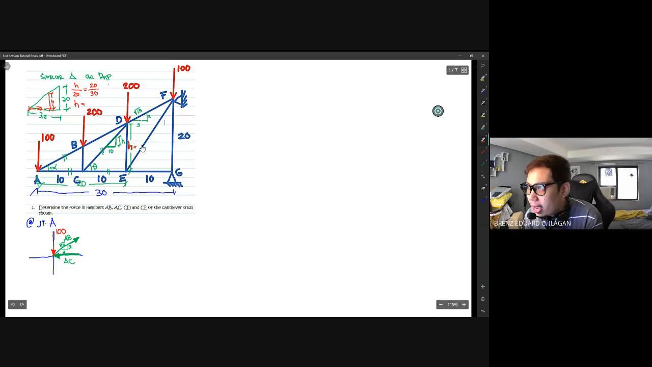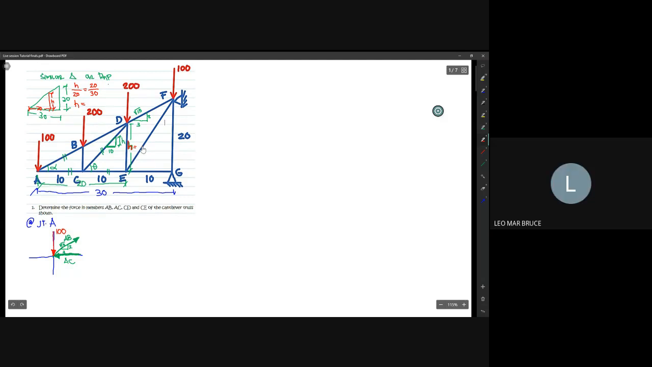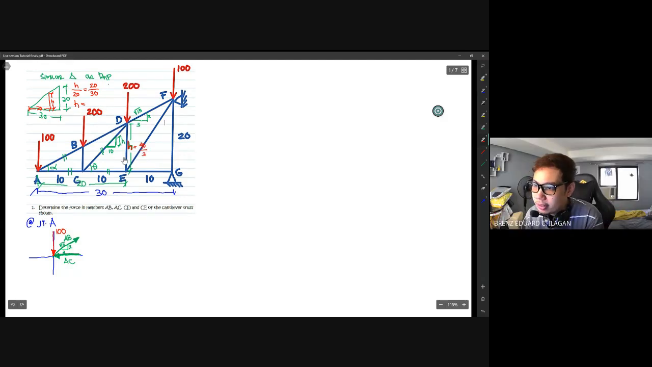13.33 po. Fraction. Ano yung ano niya? Buong value. 40 over 3. Okay, good. So 40 over 3. Okay, so once we get the value of h, pakihanap na rin ako nitong hypotenuse niya or yung slope mismo. So that is 10 squared plus 40 over 3 squared and then yung square root ng answer.